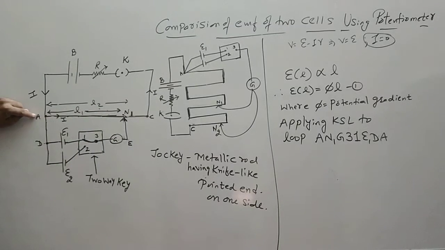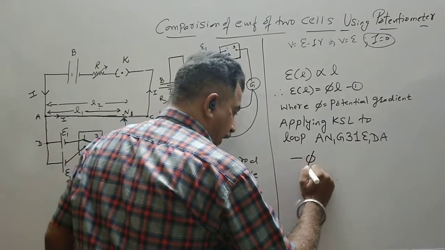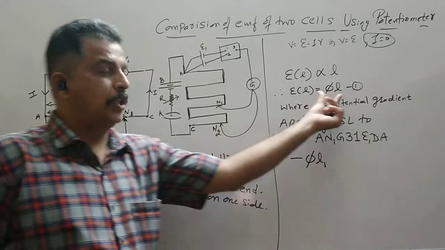Now you are moving from point A to N1. A is connected to a high potential, so you are moving from high potential to low potential. And when we move from high potential to low potential, the potential difference is negative. So I write minus phi L1. That is the principle of the potential gradient.